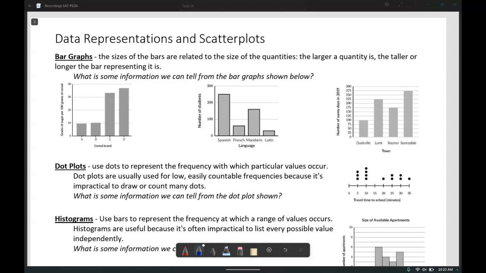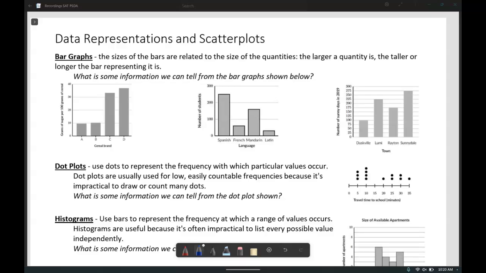So we want to be able to read the information that is in these various graphs. And there's a lot of different information that can be gleaned. So you don't necessarily have to be able to identify everything that the graph tells you, but be able to look for common trends and patterns.